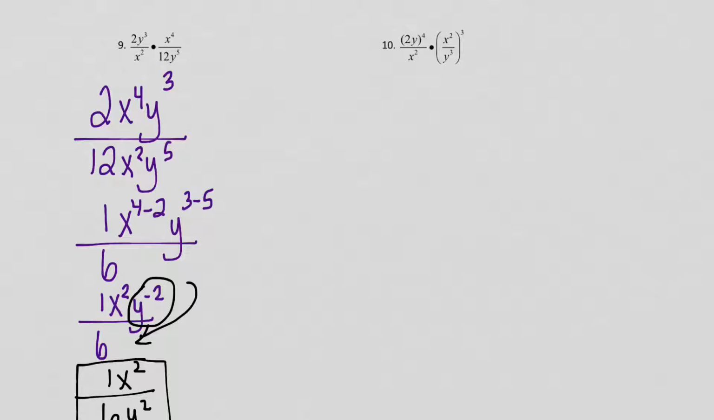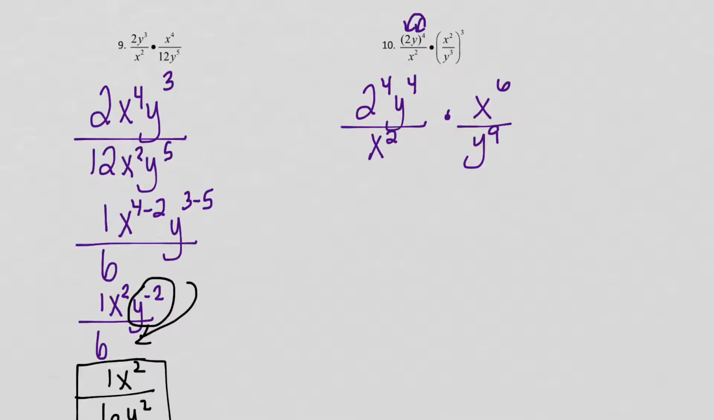Okay, number 10. All right, we got some power rules. So before we do any multiplication in the numerator and denominator, we need to do the power rule. So I'm going to do 2 to the 4th y to the 4th first here. So 2 to the 4th y to the 4th. I'm going to leave x squared as it is in the denominator. And then this would be power of a quotient. So that power of 3 just has to go to the numerator and denominator, and we're going to multiply our exponents. So this would become x to the 6th over y to the 9th.